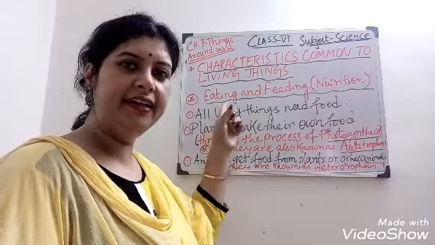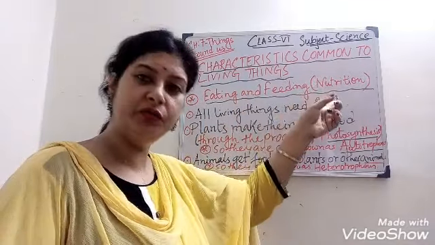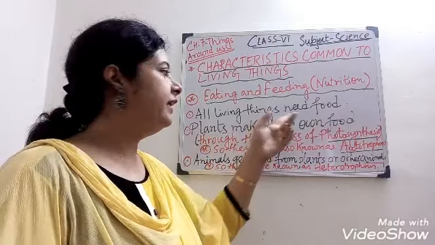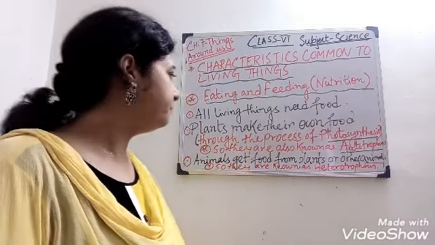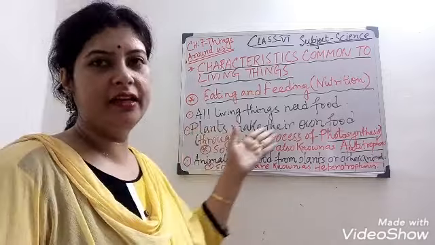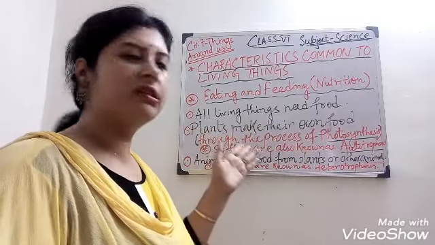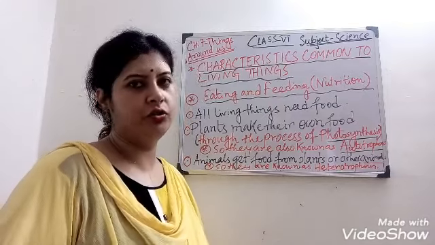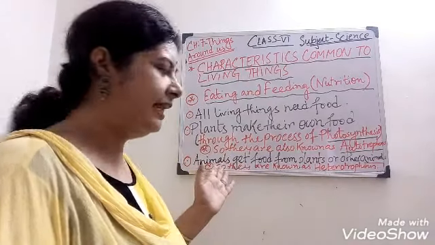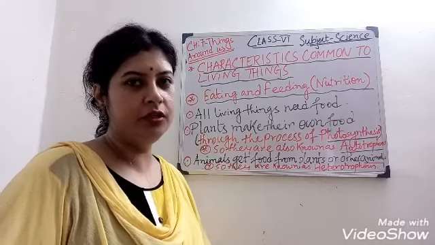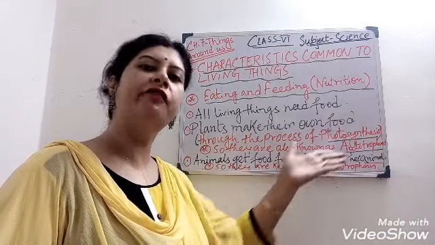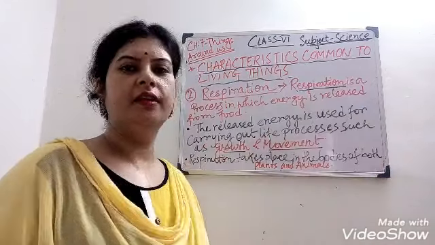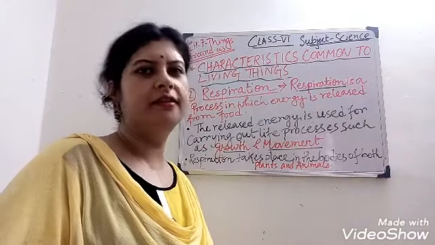First, eating and feeding. It means the nutrition characteristic. All living things need food, as we know. Plants make their food through the process of photosynthesis, and they are also known as autotrophs. And animals that need food from plants or from other animals are known as heterotrophs. Second characteristic, respiration.